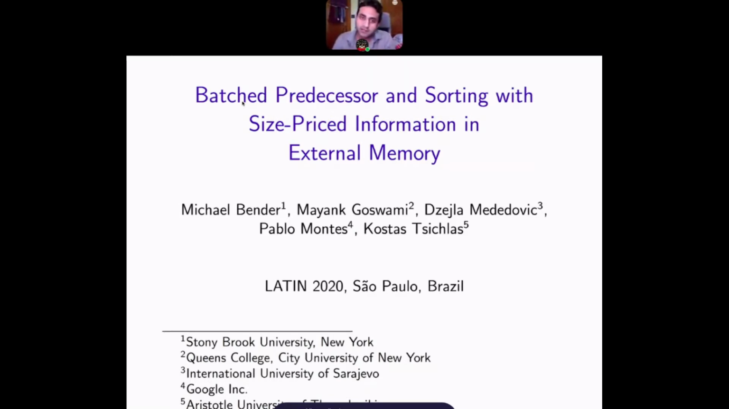And I'm guessing not many people would have seen the priced information or external memory models. So in the talk, I'll describe what the priced information setting is, and then I'll just briefly describe what the external memory setting is. And then I'll talk about our results on these two problems.